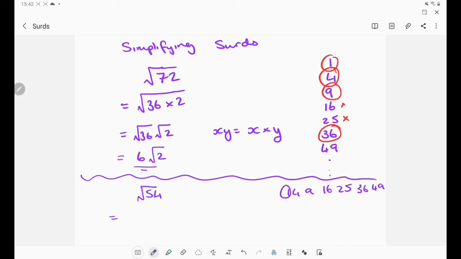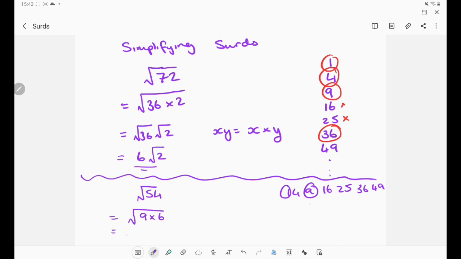Well, 1 times 54. 4, nope. We'd need it to be 56 if that was going to work. 9, well, we've got 9 times 6. 16 doesn't fit in, 25 doesn't fit in, 36, 49, none of them fit in. So the biggest one we can do is 9. So we've got 9 times 6.